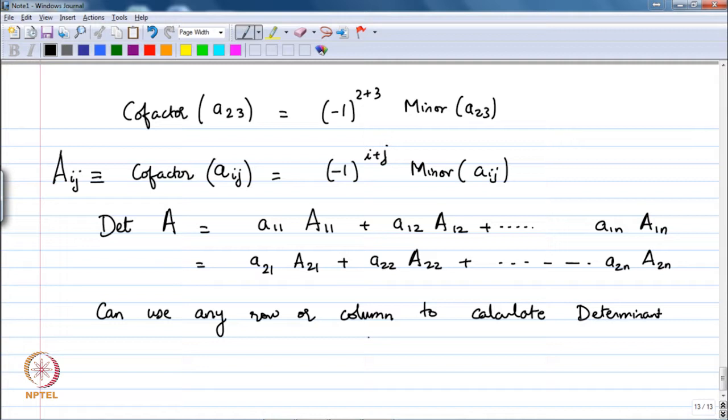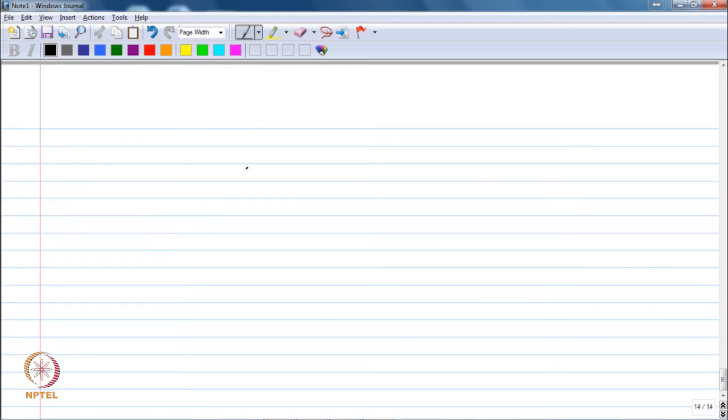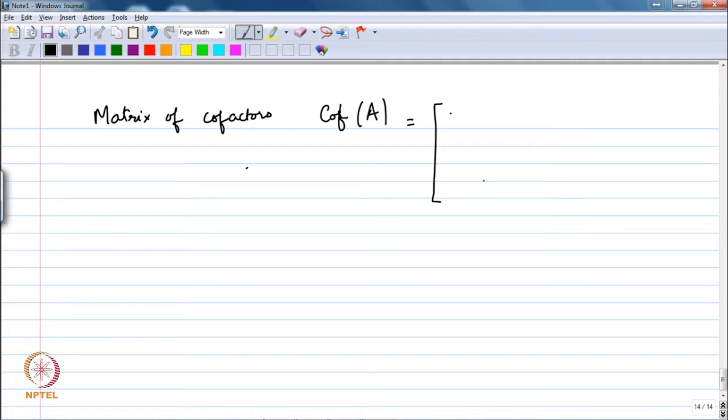We already saw that A inverse times A is the identity matrix, and this is equal to A times A inverse. So this is the definition of the inverse. Now suppose you know the elements of A, expressed in the usual way. Then you define a matrix of cofactors. I will just call it the cofactor of this matrix A. This is a matrix whose elements are nothing but the cofactors of A.